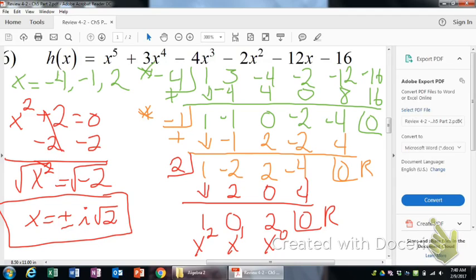So here's what we end up with. There's 2 solutions right here being positive i root 2, negative i root 2. And then these 3 solutions here, I ended up with 5 solutions just like I wanted.